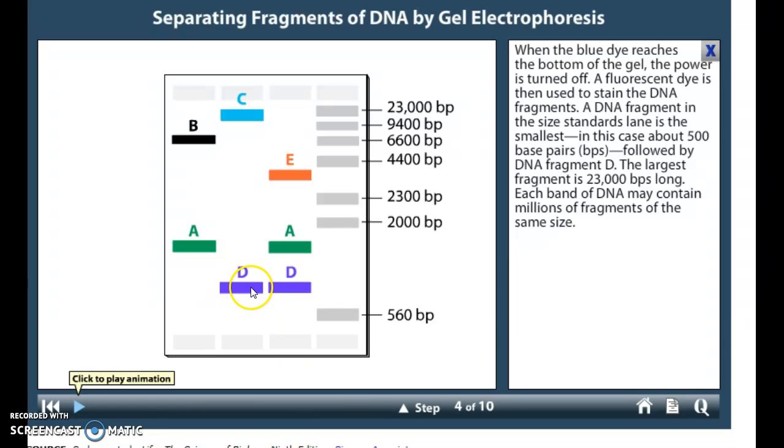So fragment D would be the same size fragment. It's just been run in both lanes, sorry. So D would be the smallest. It went the furthest. A would be the next smallest, or the fourth largest. This is the middle, where it's in between in terms of size. I hope you get the idea that C would then be the largest. So that's just very qualitative.